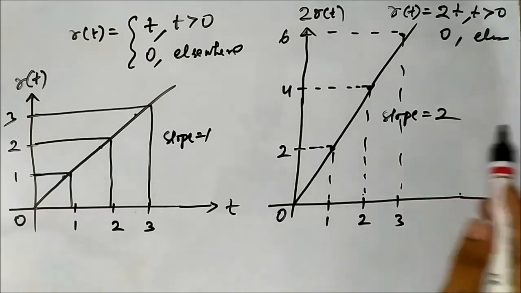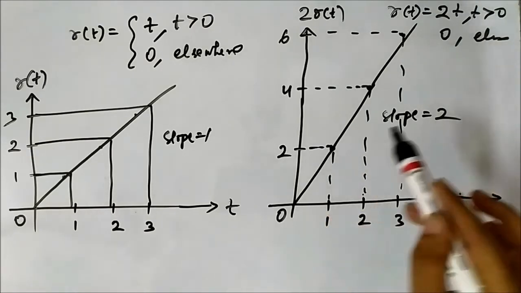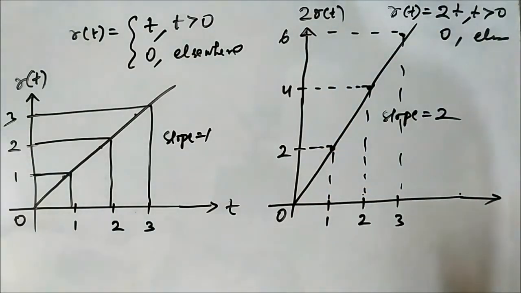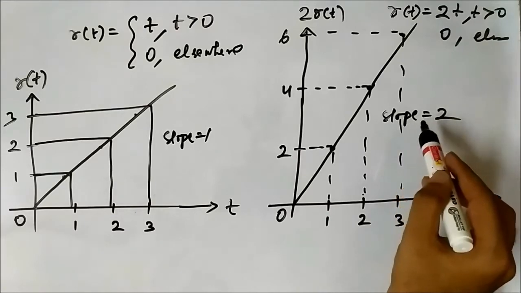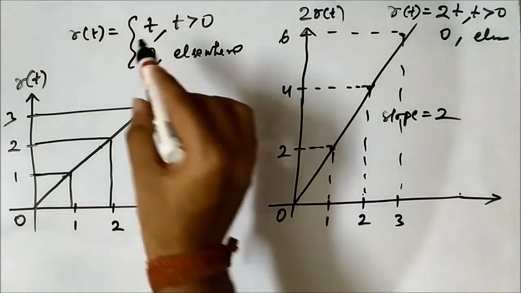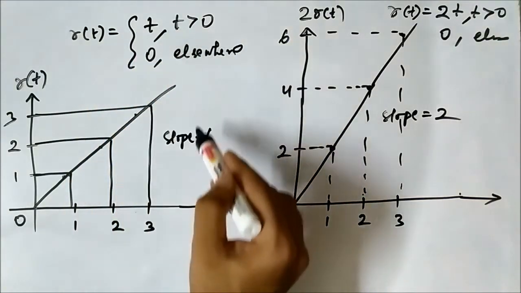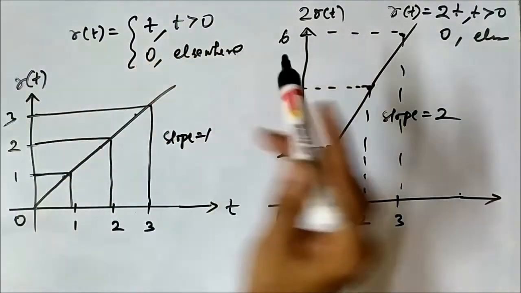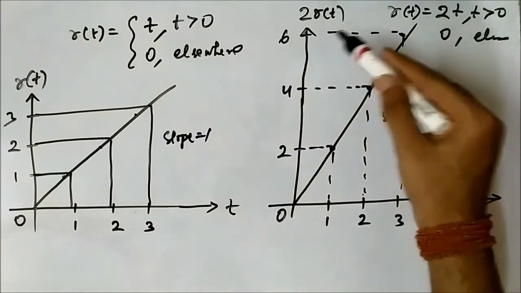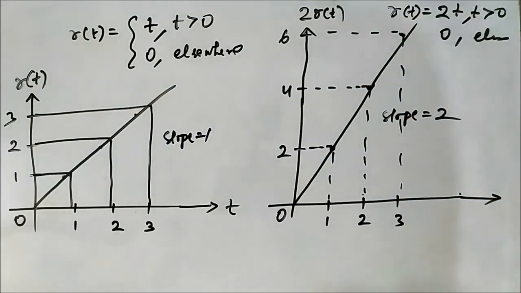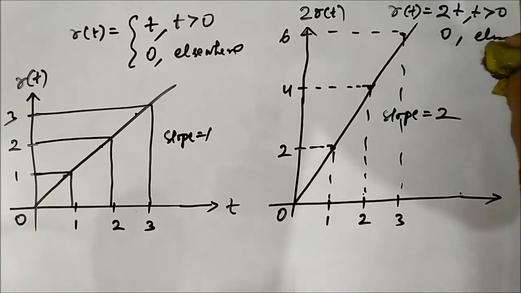So here is the important concept. For a ramp signal, when we perform amplitude scaling, the scaling factor also increases the slope by the same amount. Here A was 1, so the slope is 1 because it is the reference signal. Here the scaling factor A is equal to 2 for 2r(t), so the slope is also equal to 2.